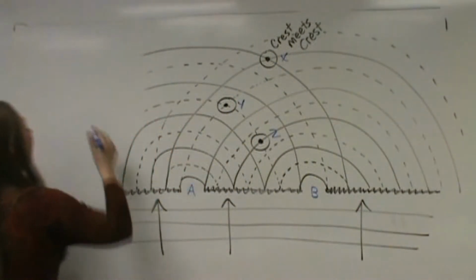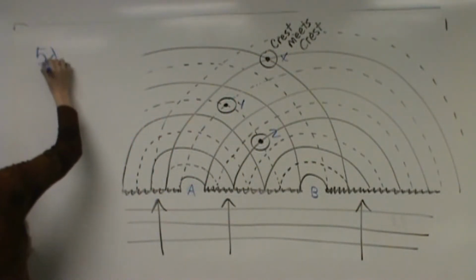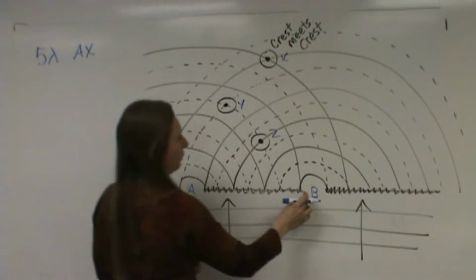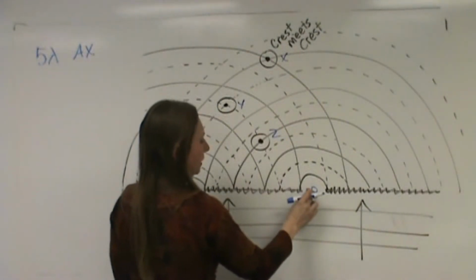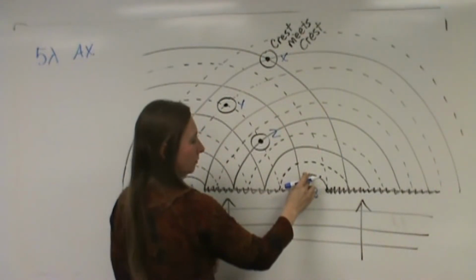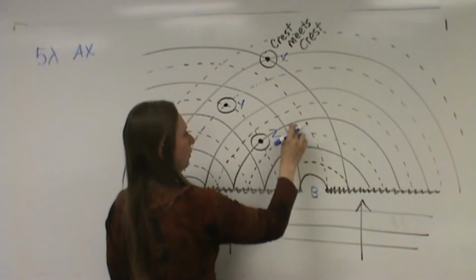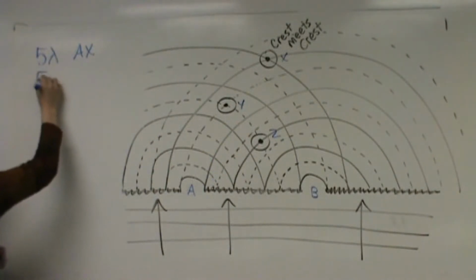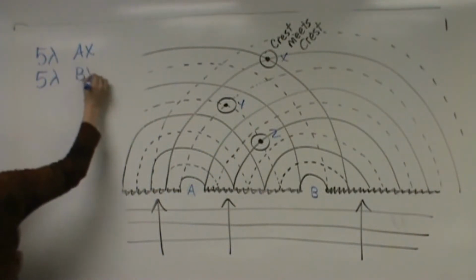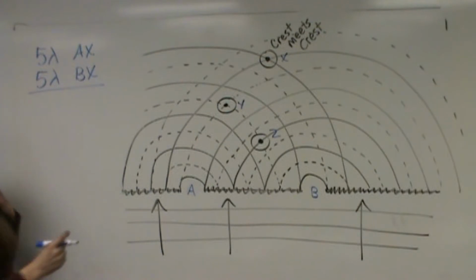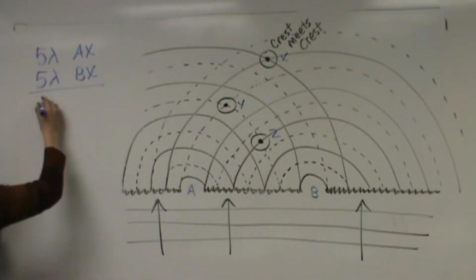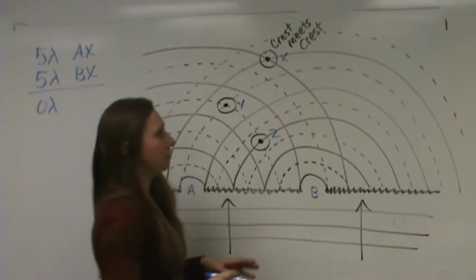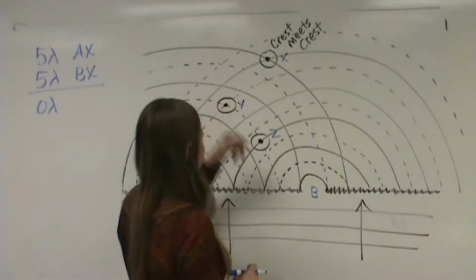1, 2, 3, 4, 5. That's 5 wavelengths from A to X. Now, what about from B to X? From B to X, there's 1, 2, 3, 4, 5. That's 5 wavelengths also from B to X. So the difference between A to X and B to X is 0 wavelengths. There is no difference in phase from A to X or from B to X.